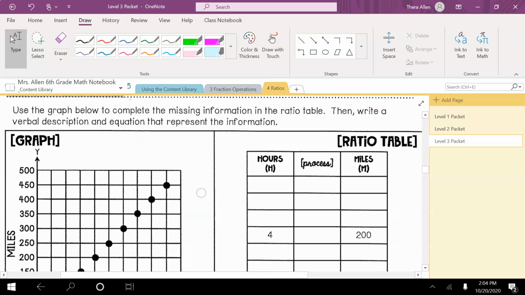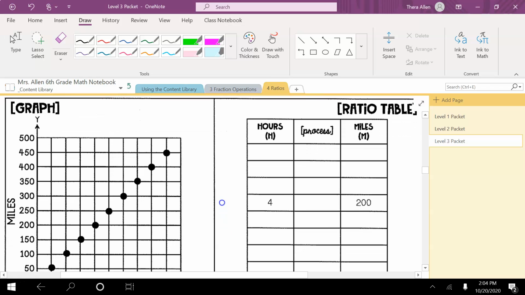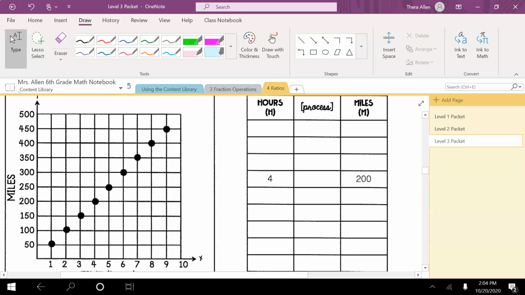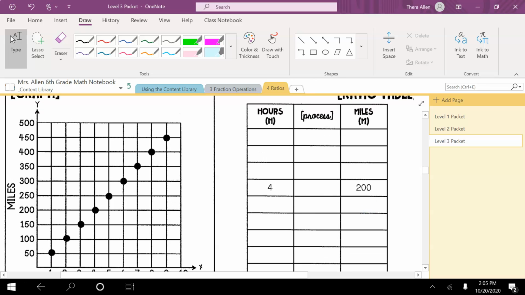Here on this first graph, we're going to use the graph below to complete the missing information in the ratio table. Then we're going to write a verbal description and an equation that represents the information. So let's look here. First of all, we're going to look at these that are plotted. We see that we have 1 and what looks like 50, but I don't want to just automatically assume it's 50. So I'm going to go over here to my table. And so my first blank is going to have 1 to represent the hour.